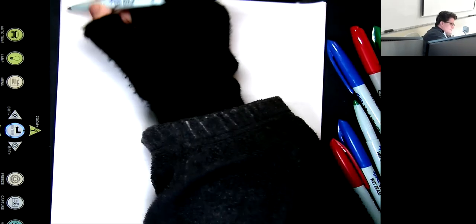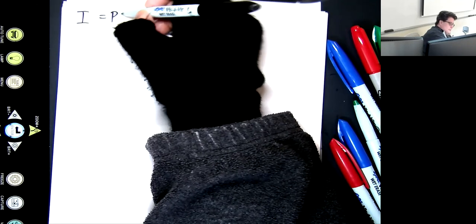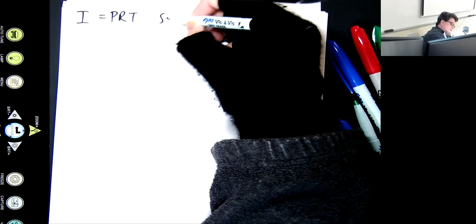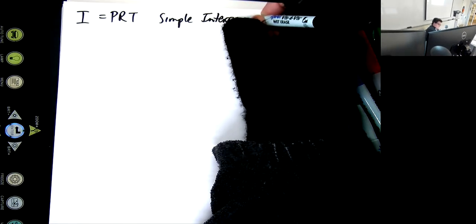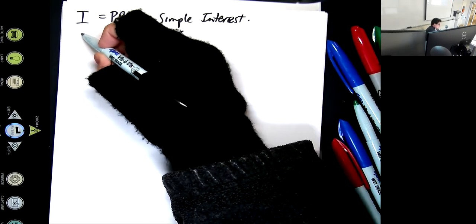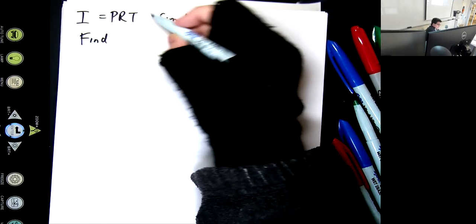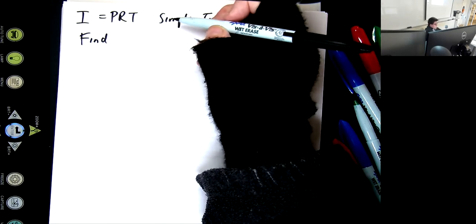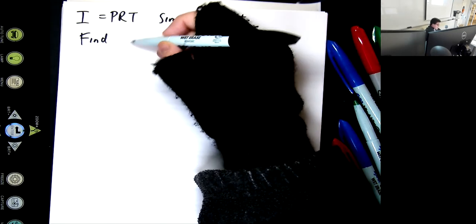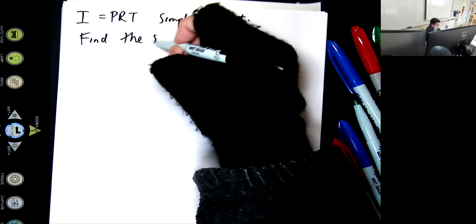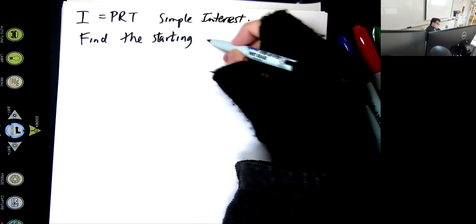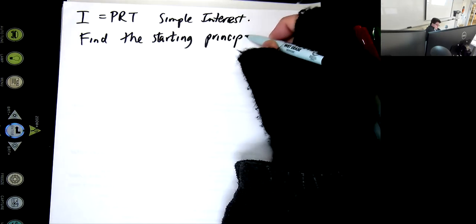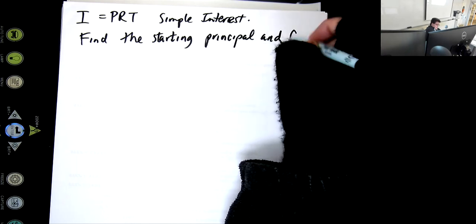All right, we had this problem last week. I equals PRT, simple interest. Let's find the starting principal and ending amount, the final amount.